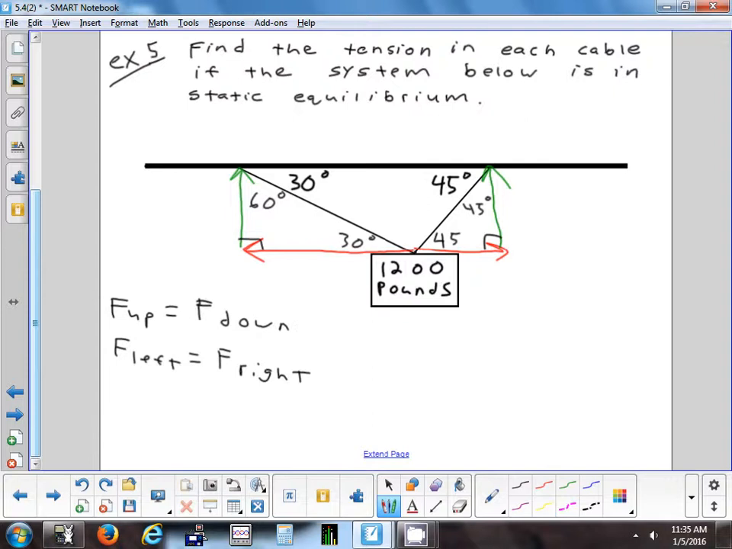All right, now I need to label the tension in each cable. So let's just call it tension 1, and that'll be tension 2. T1 basically represents the length of that vector in black. It's the hypotenuse. Now let's see if we can find all four of these things.